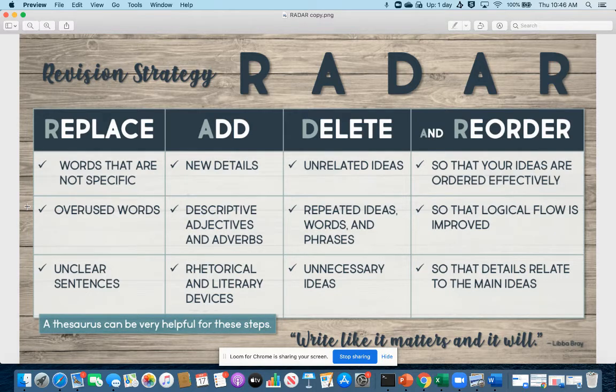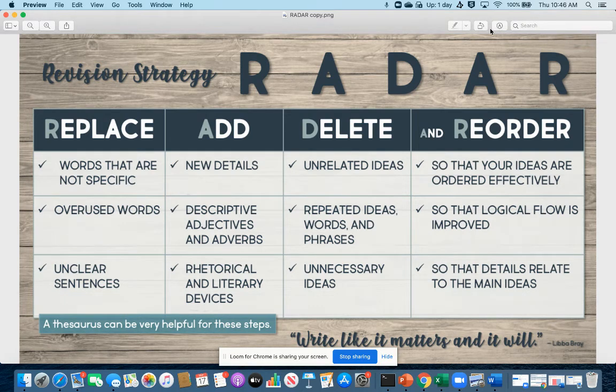Next, you would move to the add column. Here, you are going to add new details and descriptive words and adjectives and adverbs. So can you put adjectives in front of your nouns and adverbs in the sentence to enhance what you say and possibly provide more visual description to your readers? You can also add rhetorical and literary devices. Think about your wordy wisdom lessons and how you can incorporate those into your writing. Can you add similes and metaphors, alliteration, and different things like that?